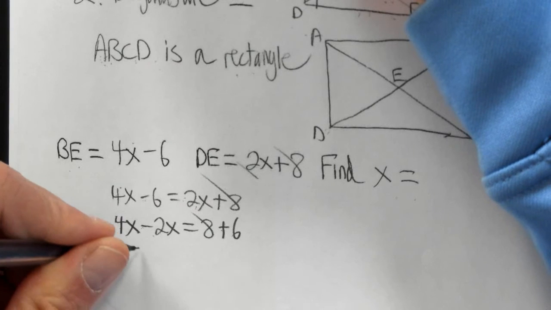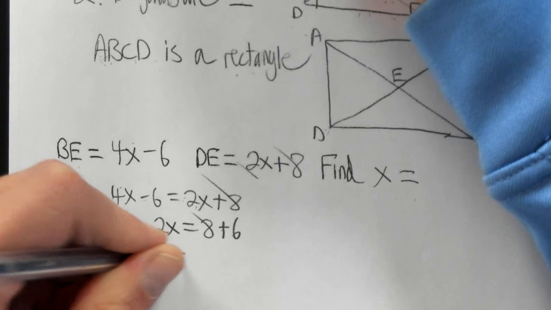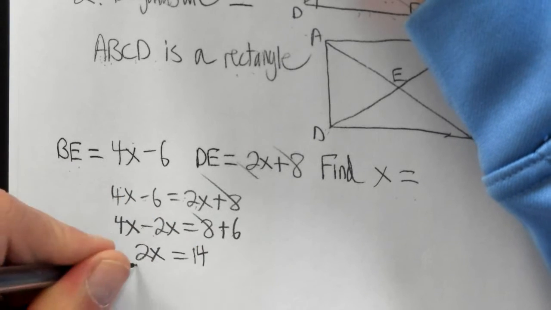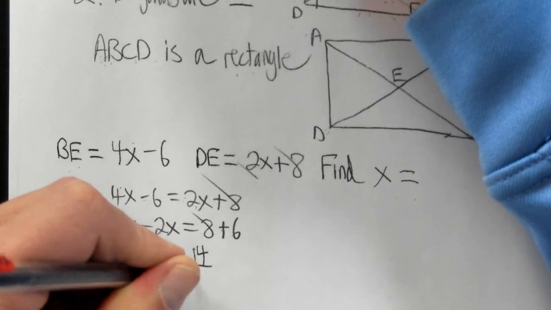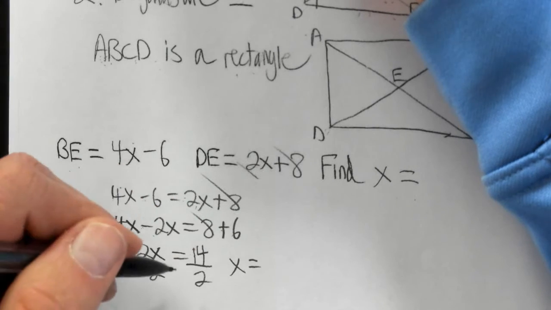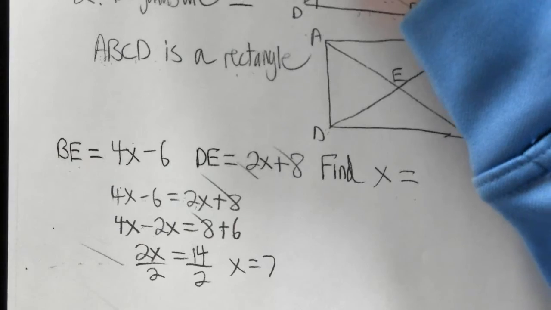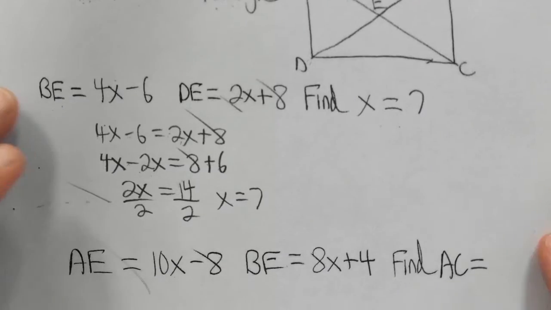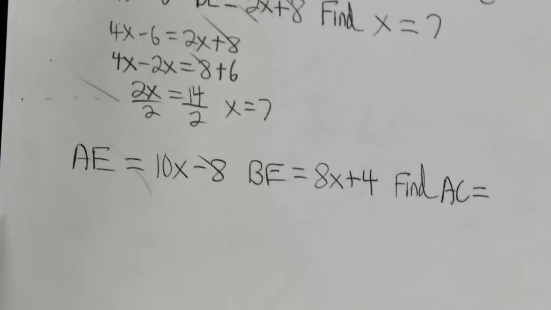So 4x minus 2x is 2x. And then that 8 plus 6, that's going to give me 14. Then I'm ready to divide it by 2. And then my x is going to be equal to 7. And we are finished because it asked me to find x, and that's what I have done. So we are finished. What about the next one?